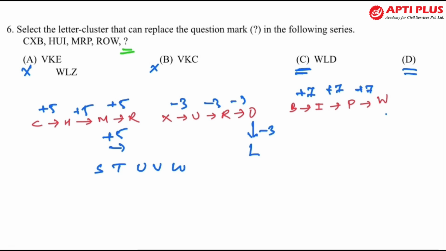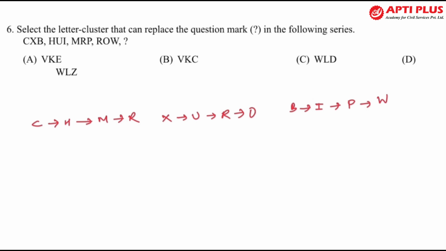And the next word here is W2 plus 7, what you will find is D. So D is the next letter here. Again the answer is C. So the answer is C here.